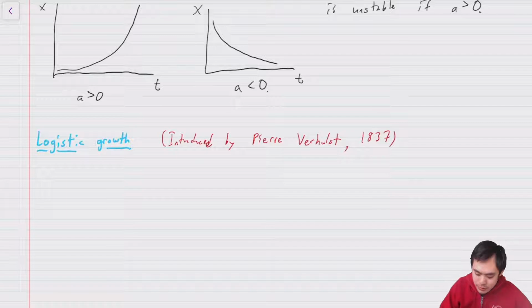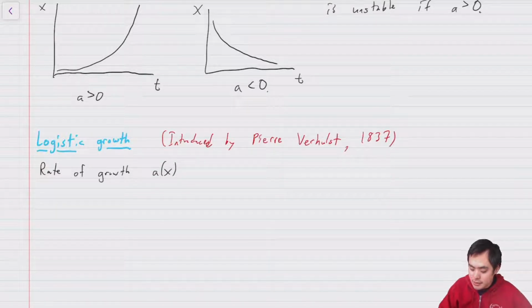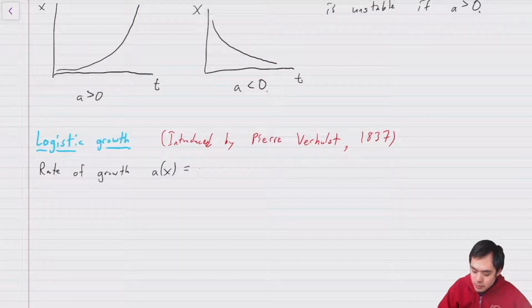So let's say rate of growth. Let's call that a variable a. So a of x. So we're going to say that the rate of growth, a, is a function of the population size x is equal to r times 1 minus x over k. So what does this mean?